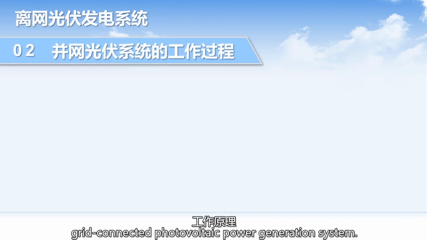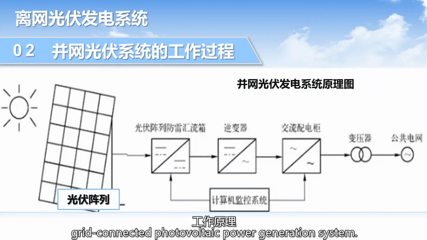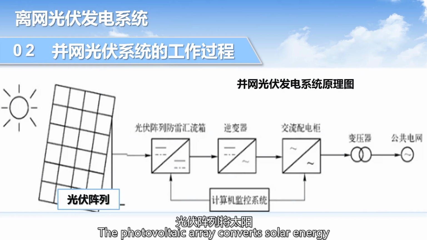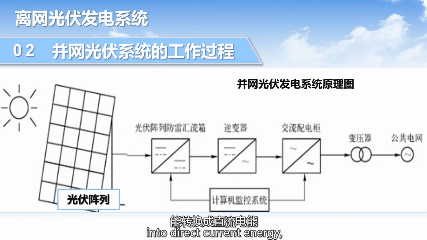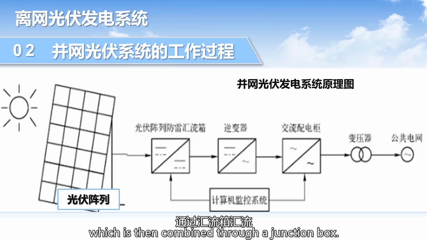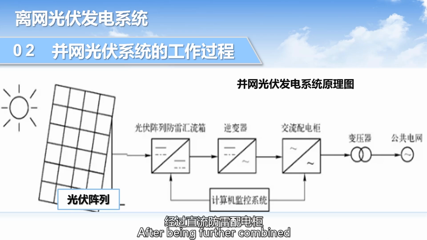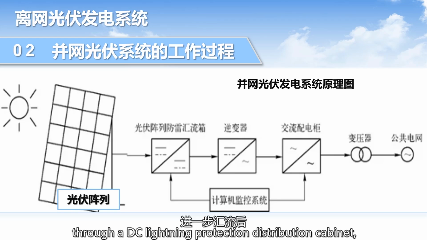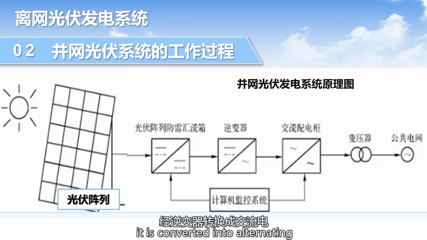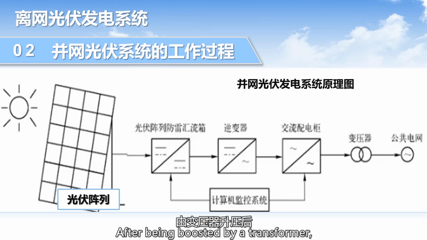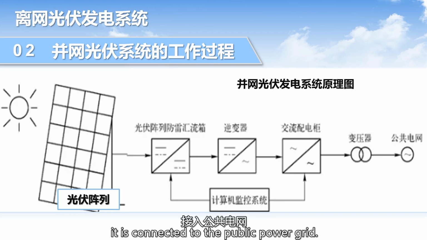The working principle of the grid-connected photovoltaic power generation system: The photovoltaic array converts solar energy into direct current energy, which is then combined through a junction box and further combined through a DC lightning protection distribution cabinet. It is converted into alternating current through an inverter. After being boosted by a transformer, it is connected to the public power grid.